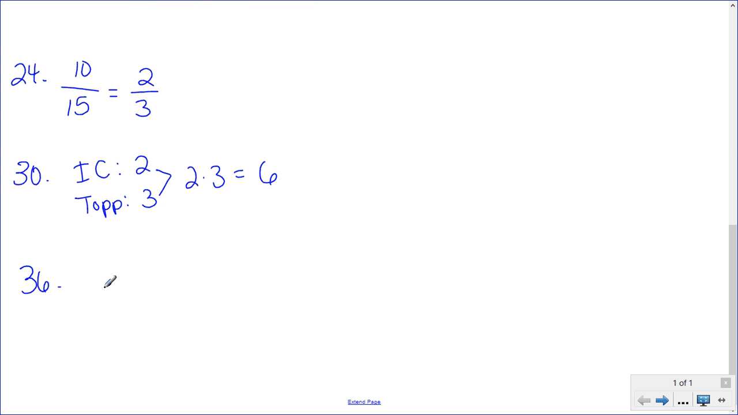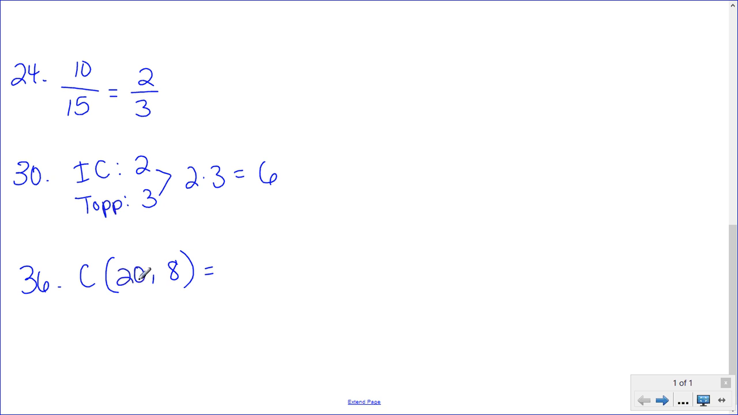The next one's number 36. This one asks, how many different ways can you select 8 prizes out of 20 choices? Remember with this, the first thing to figure out is if order matters or not. And if you're choosing prizes, it doesn't matter which one you choose first or second or third. So order doesn't matter, so we want a combination. We're choosing from 20 things, we're choosing 8 of them.